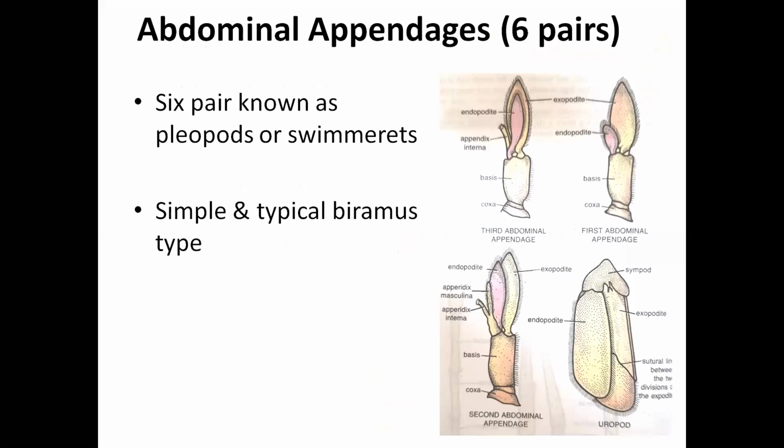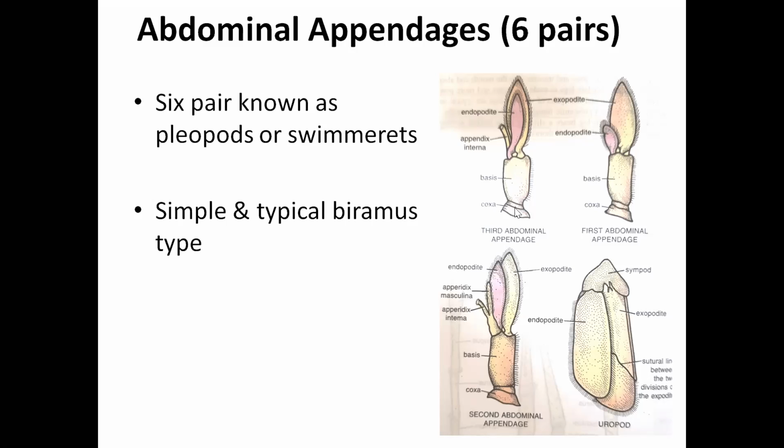Up to this, we have seen the appendages of the cephalothoracic segments. We have seen the cephalic and thoracic. Now the abdominal appendages. As the abdomen has 6 segments, it has 6 pairs of appendages. The first 5 pairs are known as pleopods or swimlets, and the last one is known as uropod. They are a very simple type of appendages, typically biramous, meaning branched appendages.